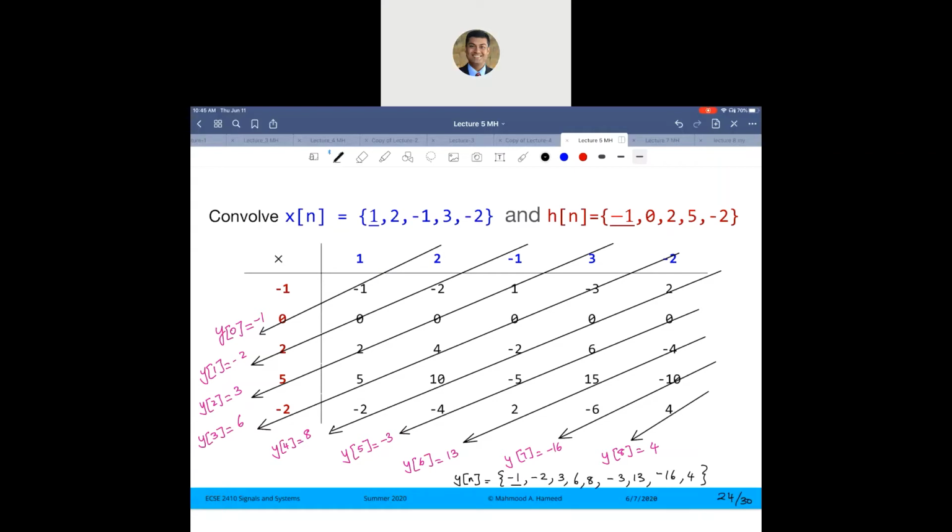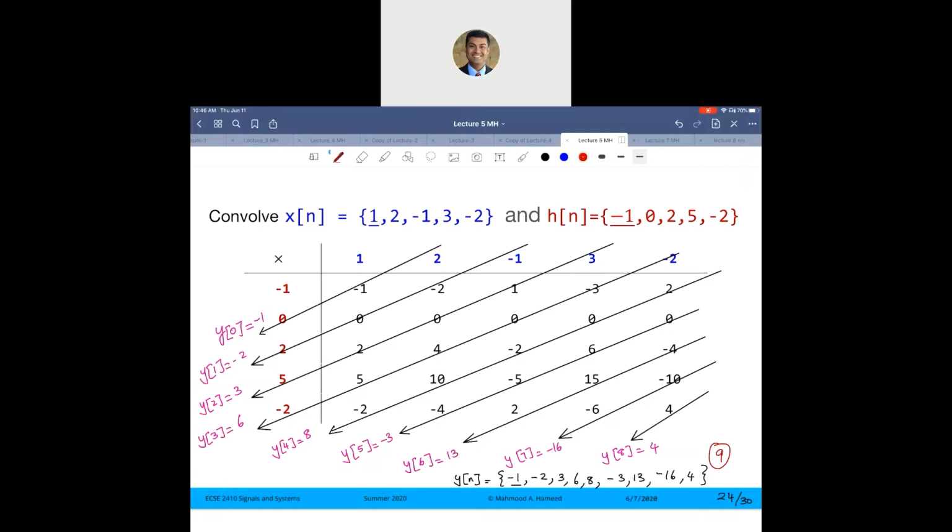Now, I want you guys to look at a few things here. We will be proving some of these properties later on, but I want you to start recognizing certain patterns given the signals that you are trying to convolve and the output sequence. How many elements are there in the output sequence? I should say non-zero elements. 1, 2, 3, 4, 5, 6, 7, 8, 9. There are 9 elements in the output.